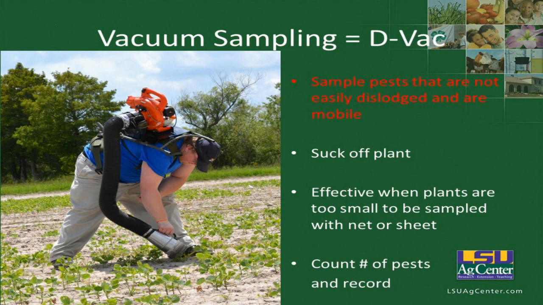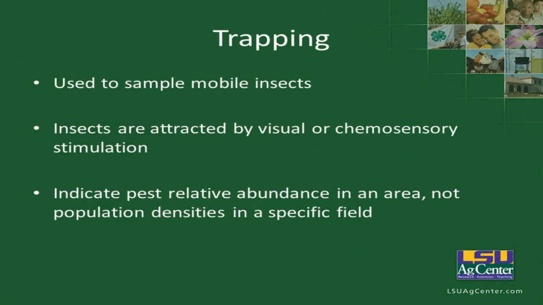Instead of blowing, it's sucking. So here you have a fancy vacuum that you're going to wear on your back, and you're going to suck the insect pests off. It's effective if the insects are small and can't be sampled with a shake sheet or a sweep net, but it's a very expensive tool and most people don't use it. It's primarily used by researchers, but it's a good example of what you can do to count the number of insects and pests that might be small and when the plants are young.